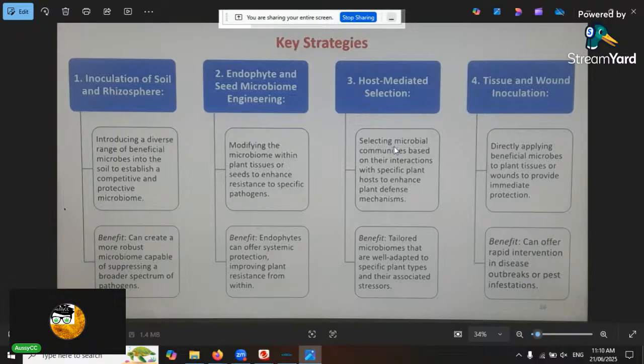Host-mediated selection. Selecting microbiome communities based on the interactions with specific plant hosts to enhance plant defense mechanisms. Okay. Tissue and wound inoculation. Well, it pretty much says it. You'll scratch the surface off, expose a bit of the phloem or xylem, the bits that are wet, and inoculate that. And then that should get into the cells and be transported around through the plant.